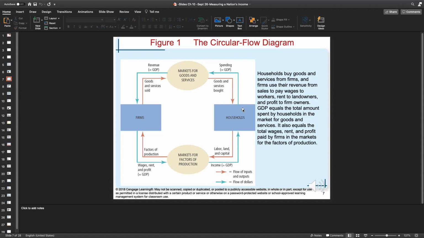This is a simplified version of our big macroeconomics. And the GDP here equals the total amount spent by households in the market for goods and services. It also equals the total wages, rent, and profit paid by firms in the markets for the factors of production.